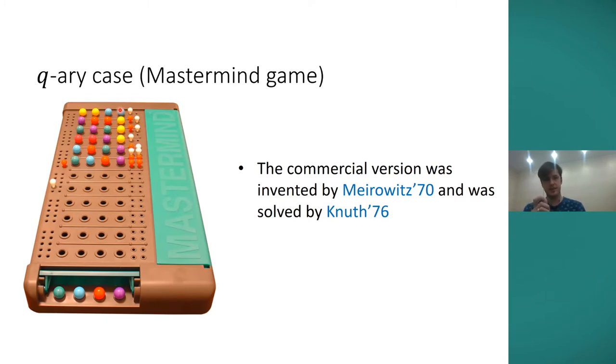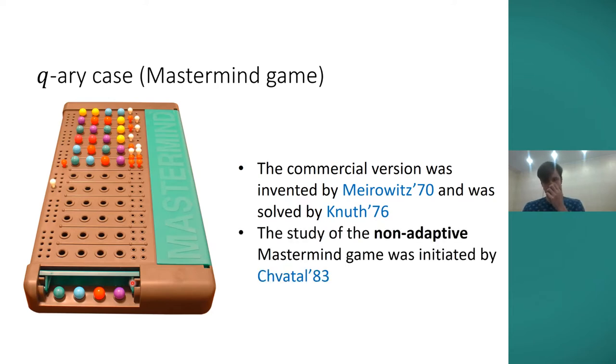But the main thing here is that the Mastermind game is an adaptive game. It means that after asking the first question, the code breaker can think a bit and design some next sequence of colorful pegs. So this game is adaptive, and the question of interest is, what is the minimal number of questions required or sufficient to find the hidden sequence. And the original Mastermind game is about some specific case when q is 6 and n is 4. And this is also an adaptive game. The study of the non-adaptive Mastermind game was initiated by Vetta.